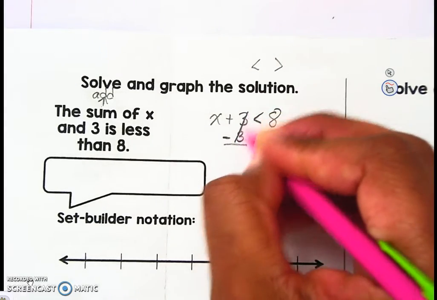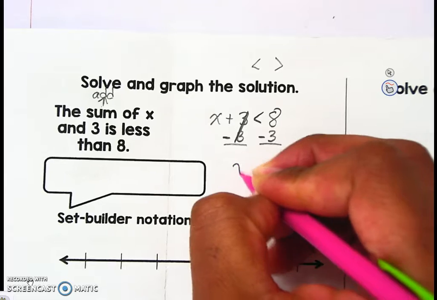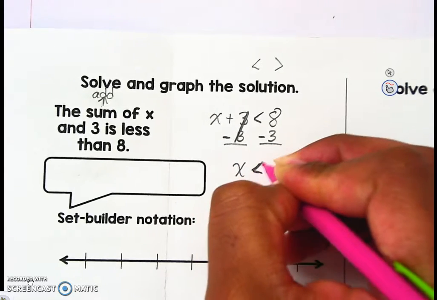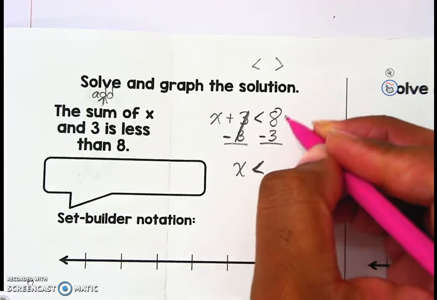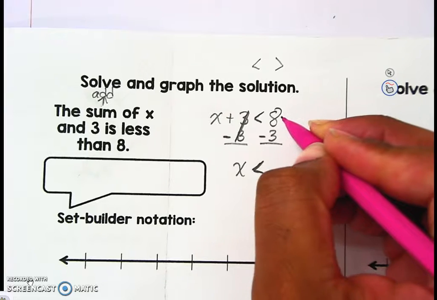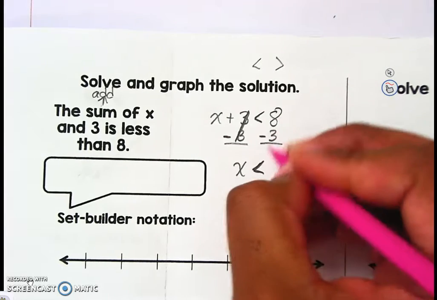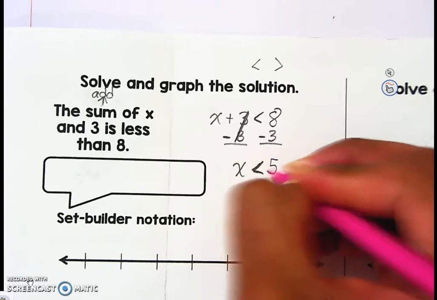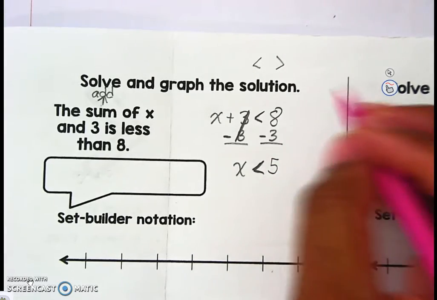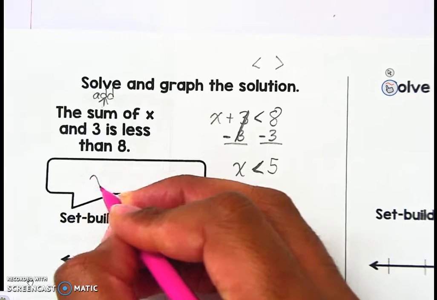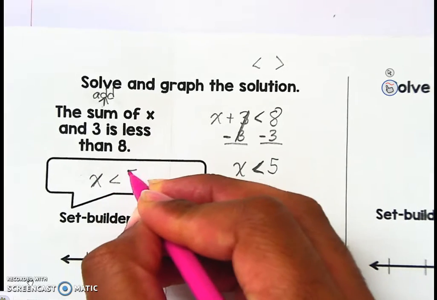So here, the 3's cancel out. So we're left with just x is less than. And here we do 8 minus 3. So if you have $8 and you take $3 away from that, that means you have 5. Okay, so here in this part, we're going to do x is less than 5.